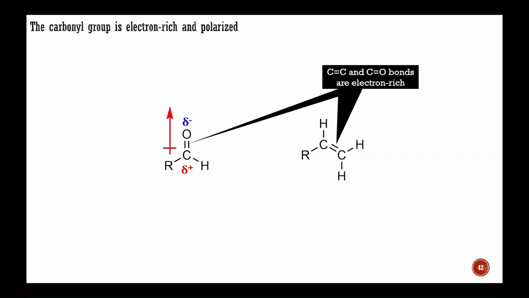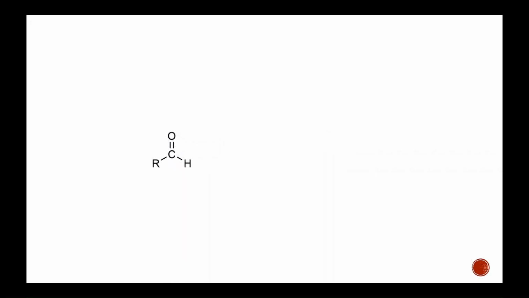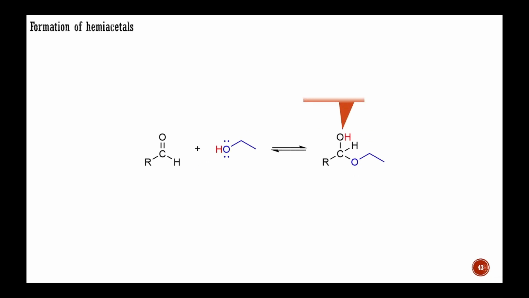Due to this bond polarity, addition often occurs with an electron-rich group bonding to the carbonyl carbon and an electron-poor group bonding to the carbonyl oxygen. The polarization of the carbonyl group is so strong that even weak nucleophiles, such as water, alcohols, and amines, can attack it using their lone pairs of electrons.